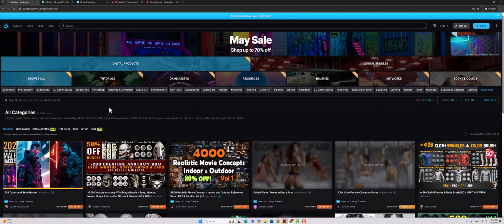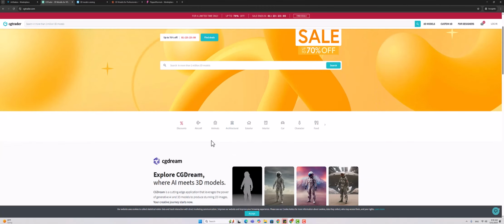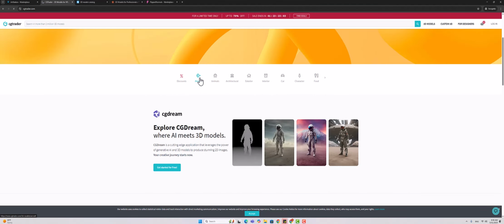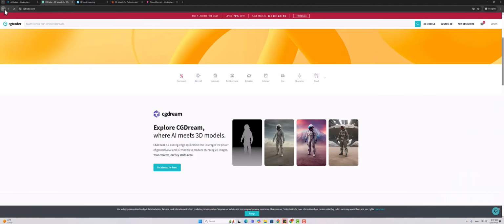Now let's move on to CGTrader. CGTrader takes a middle ground approach. On CGTrader, we can sell products in both the game asset field and the architecture field. On CGTrader, we can do both. We can work in both categories and have products to sell.